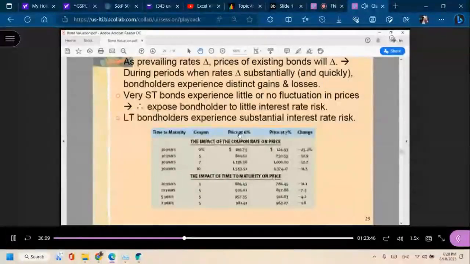And the impact of time to maturity, right? Impact of maturity on price. Let's assume the same coupon rate, but different time left to maturity: 20 years, 10 years, 5, 2 years. And then the discount rate is 6% and it goes up to 7%. Of course, you can tell this is going to be a discount bond to begin with. Why? Because the coupon rate is lower than the discount rate, so it's bound to be a discount bond.